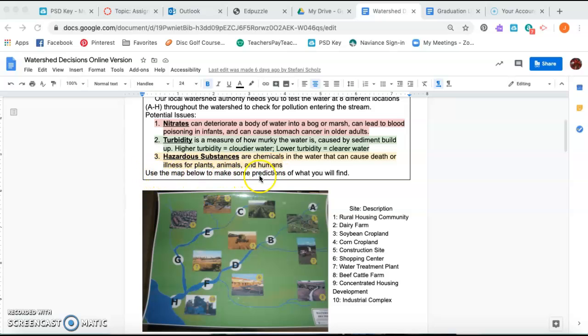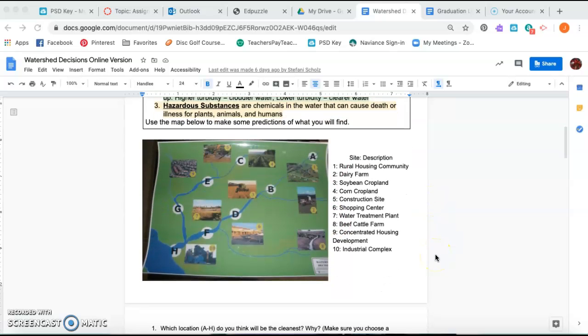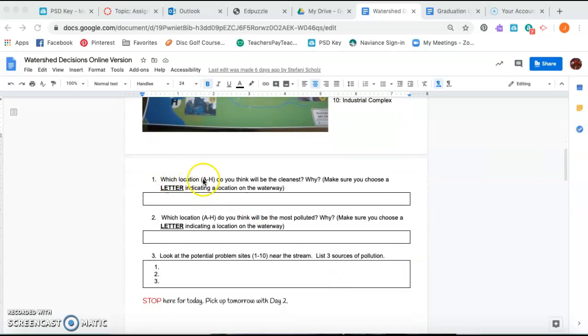Use the map below to make some predictions of what you will find at each of the sites. So you can click and enlarge or zoom in to make this image a little bit bigger and easier to see. But there are two different things you need to pay attention to on the map. The first one being the locations along the stream. So looking at the different locations, think about which location A through H you predict is going to be the cleanest and why. Make sure you include the letter so that we know which location you've chosen.